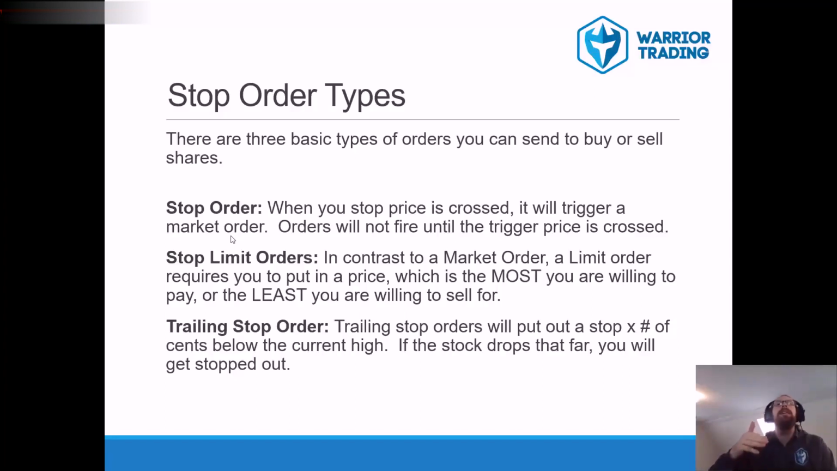And then the third is a trailing stop. Now, a trailing stop is a moving stop order. It moves X number of cents behind the current high of day. So you could set a 20-cent trailing stop, and if the stock moves up and then pulls back 20 cents, your trigger will get fired and you'll stop out. So trailing stops can be good to help you stay in a position longer.